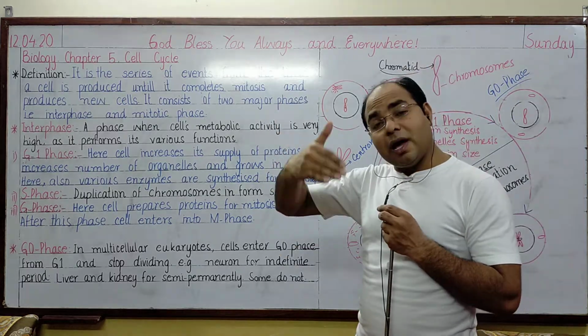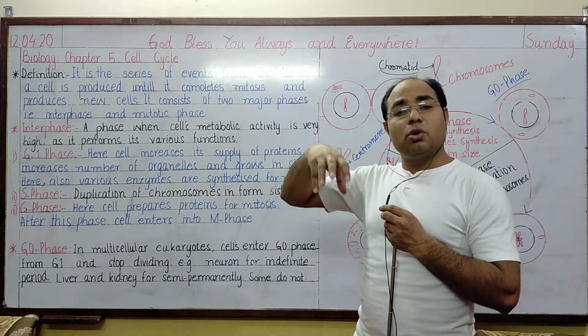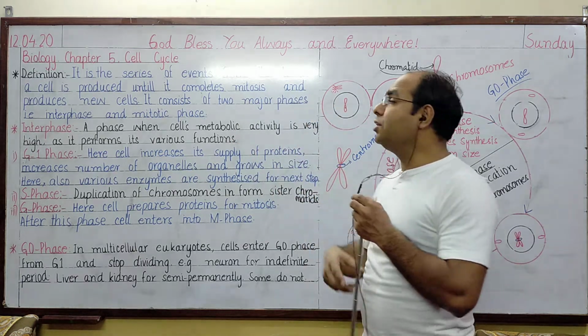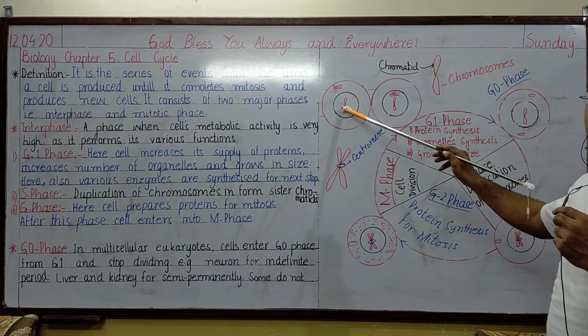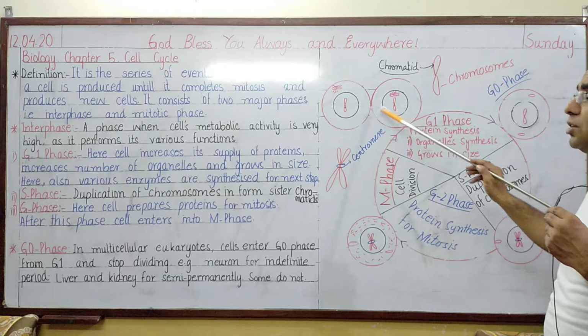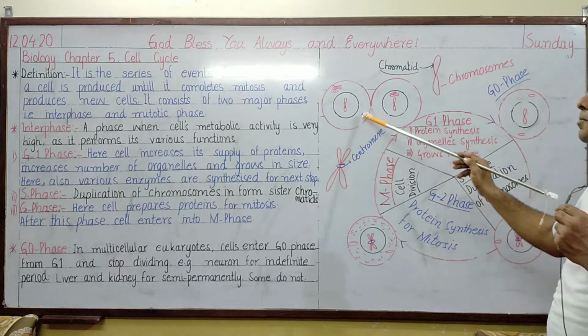So that supply or the amount or the quantity of those chromosomes is duplicated. You see here, here you have one chromosome. Here you have one chromosome. These are two daughter nuclei. That means two newly formed cells.